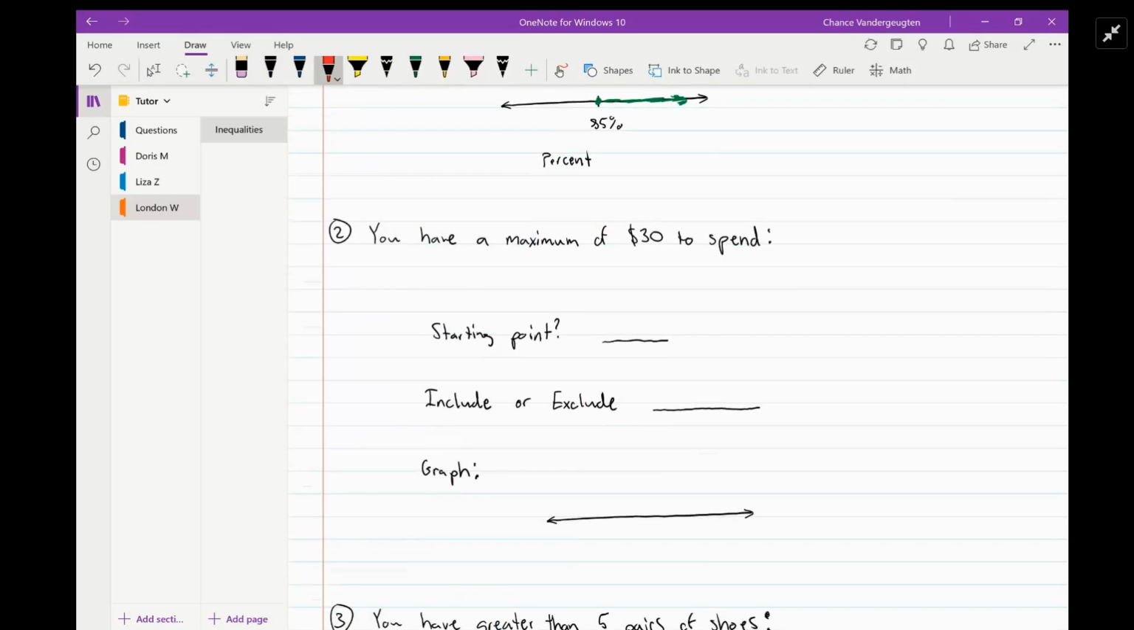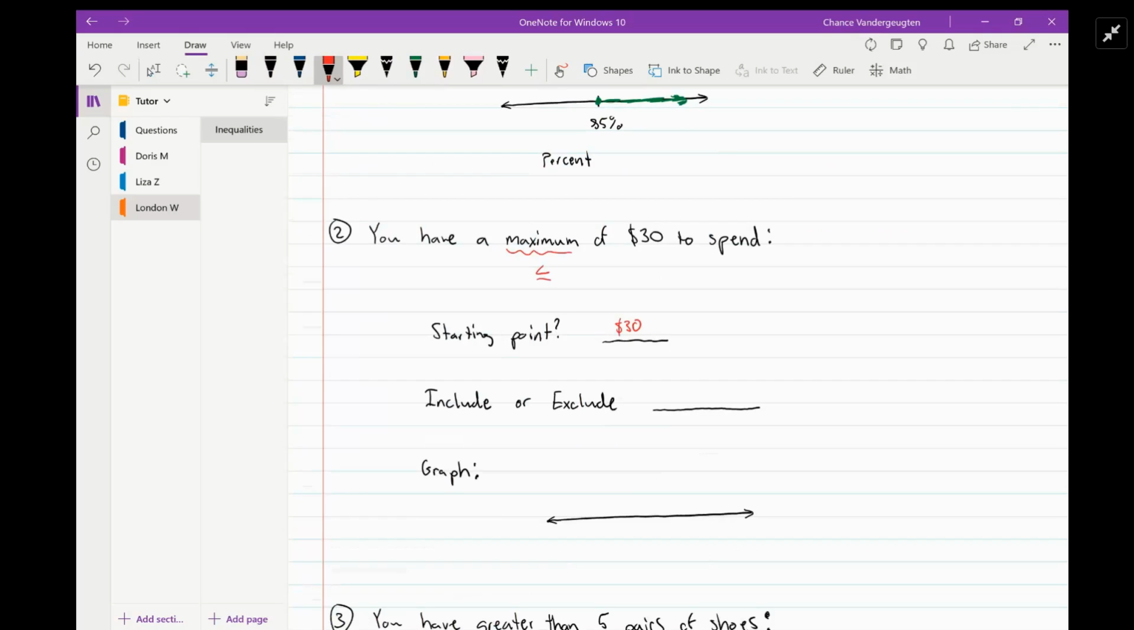You have a maximum of $30 to spend. Again, first, let's identify our starting point, which is going to be $30. And we have this word maximum here. So what does that mean? That means, as we previously discussed, we're going to be using this less than sign or less than or equal to, depending on if we're going to include or exclude. So let's figure that out now.